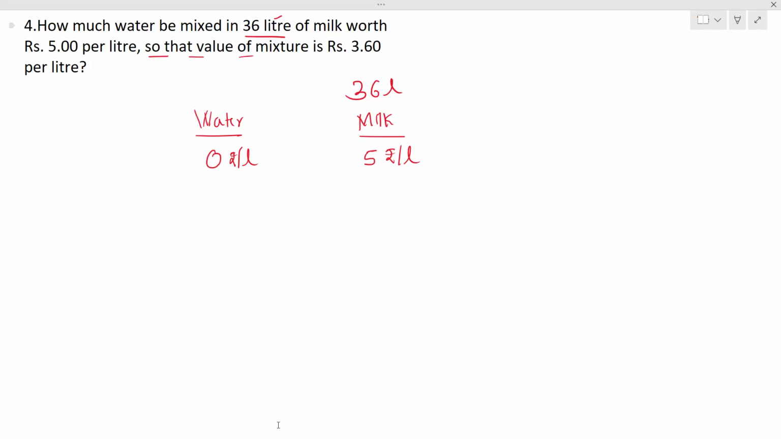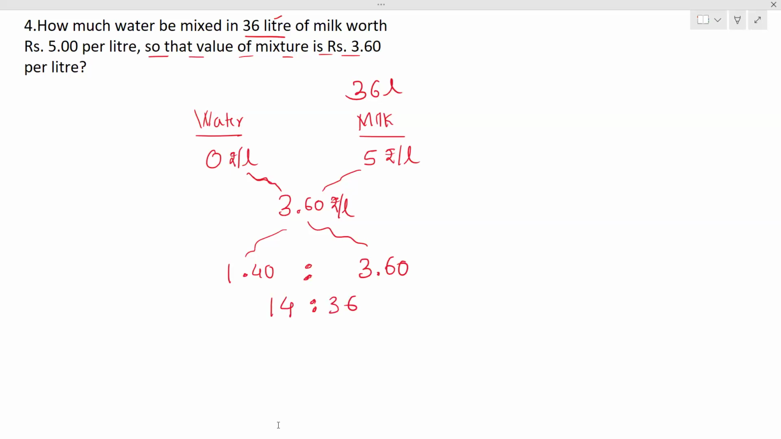So that the value of the mixture is 3.60 rupees per liter. 3.60 rupees per liter should be the price of the mixture. So what is the difference here? 3.60. Beautiful. Next, what is the difference here? 1.40. Beautiful. Now I'll multiply. Everyone, is this a ratio yet? No. If I multiply 10 on both sides, what do I get? 14 is to 36.